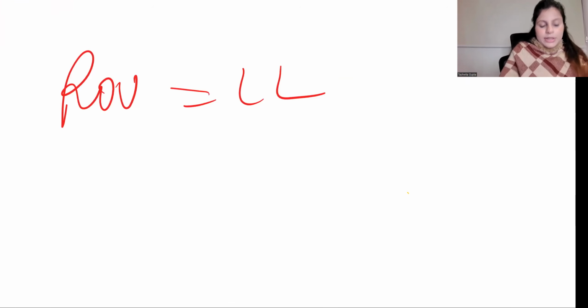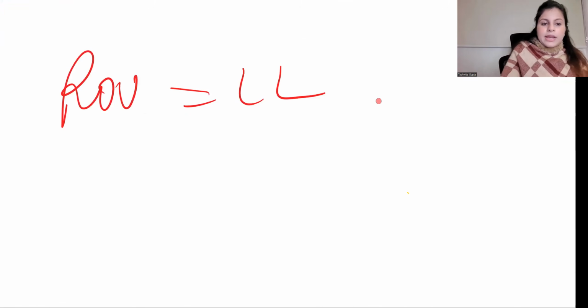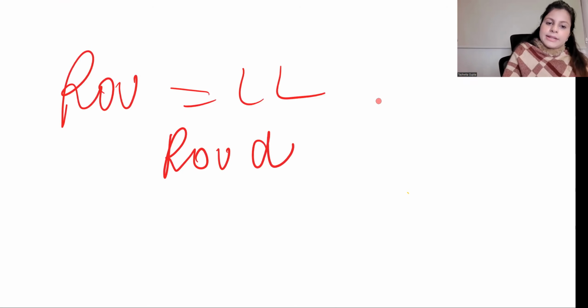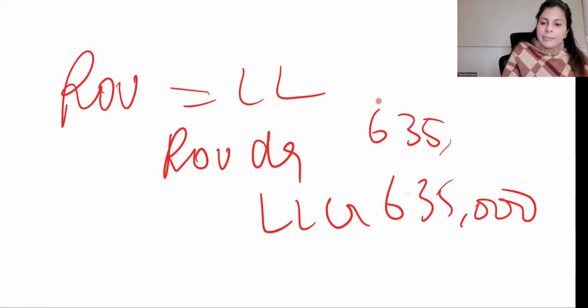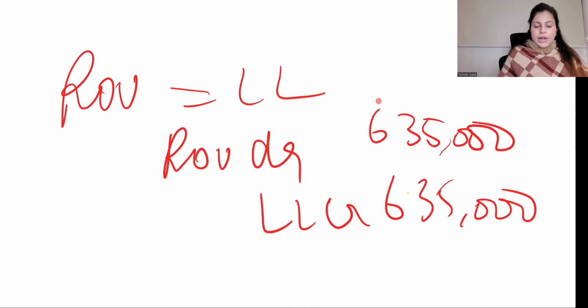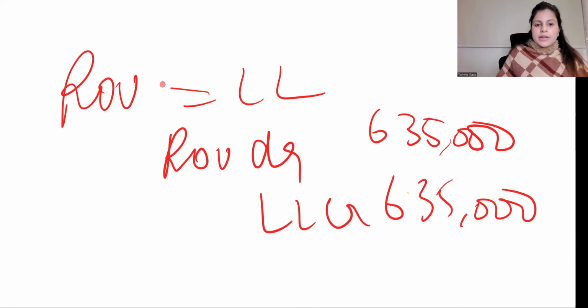Let us see what we will do. When we record the ROU, we record it at lease liability. What's our lease liability? They've said that your lease payments were 6,35,000. So you will say ROU debit, lease liability credit 6,35,000. Now, since you have recorded it, you must be depreciating it also. So depreciation will happen over the life of the asset. What is the life of the asset? 5 years.